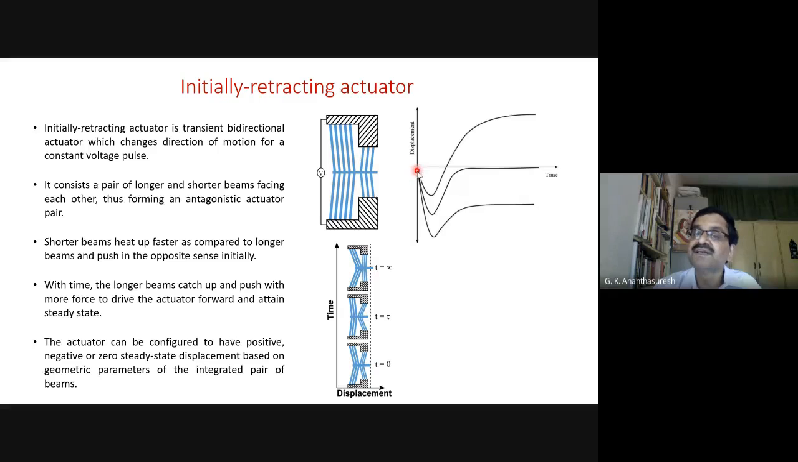That is, initially it will go down. This is the displacement. This is the time. Initially it goes down and then catches up and then goes forward. Or we can design them in such a way that it can go back and then come forward and not go beyond the original state, or can go back and come a little bit and still stay back, right? So these things initially at t equal to 0, if it is here, up to some tau in between, it will actually go back, as you can see here.